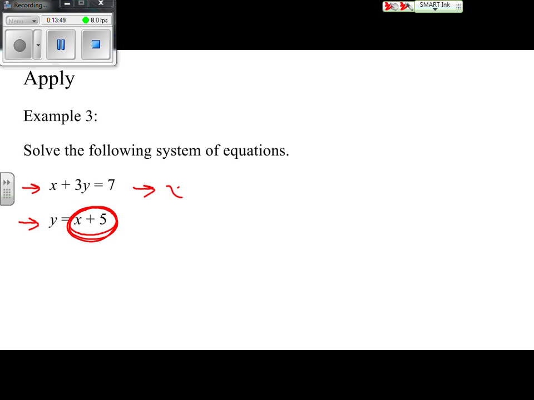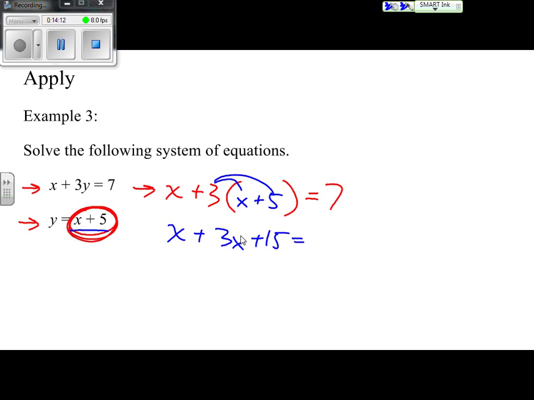I've got x plus 3y equals 7. Well, again, I ask myself, what is y? It's what we just wrote here in this equation. Y is equal to x plus 5. So I'm replacing the y from the first equation with the y from the second one, and I'm going to use substitution. So I get x plus, and then I'm going to distribute this 3, so I have 3x plus 15 equals 7. Combine my like terms right here, so I end up with 4x plus 15 equals 7.